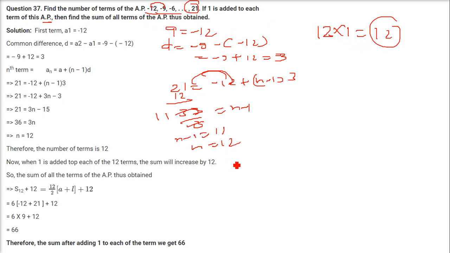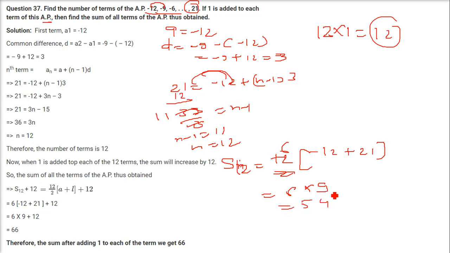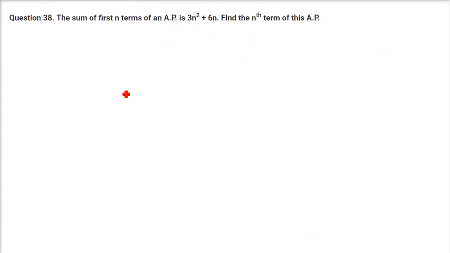That is, the sum of this one is S12. S12 is 12 by 2 (A plus L), that is minus 12 plus 21. What do you get? 12 by 2 is 6, and 21 minus 12 is 9, right? 6 times 9 is 54. Now 54 is what we get. But 1 is added to each, so 12 has to be added. If you add 12, that is going to be 66. 66 will be the sum of all the numbers which are produced when 1 is added to each of these numbers. So this is the final result.